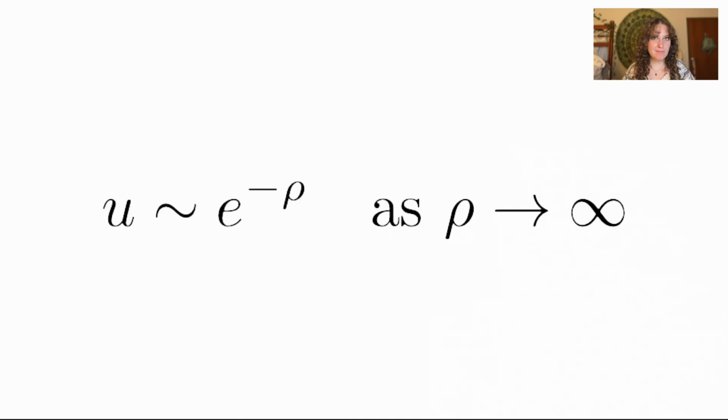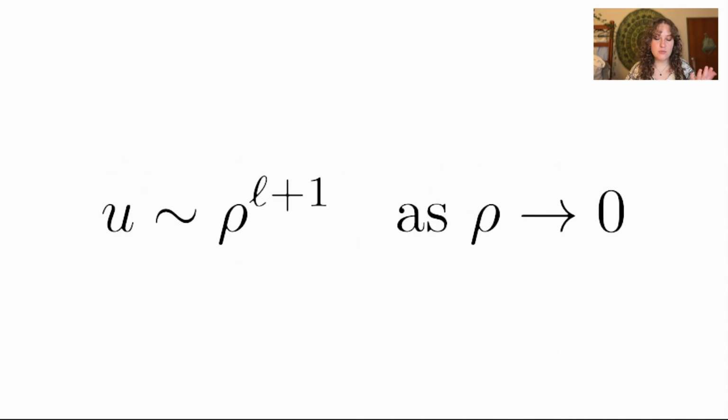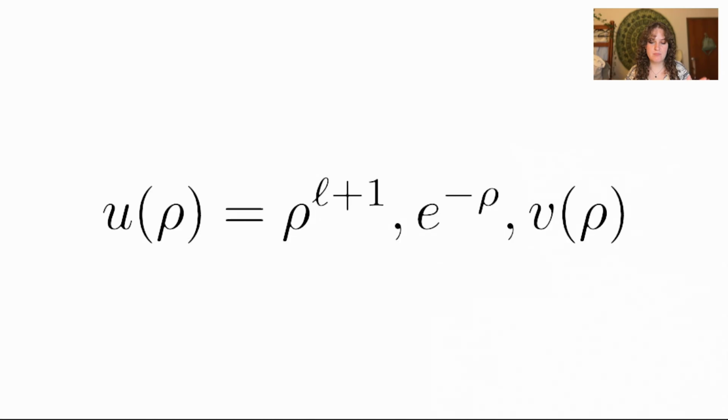When rho is tiny, the centrifugal term dominates. The equation becomes the second derivative of u with respect to rho equals L times L plus 1 over rho squared times u. And the well-behaved solution is u is roughly equal to rho to the L plus 1. Same as before, now we're peeling off 2 pieces: the behavior at infinity and the behavior at 0. Everything that's left, the interesting part, is v of rho.